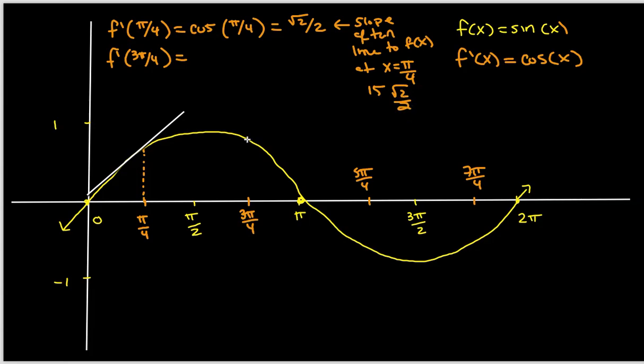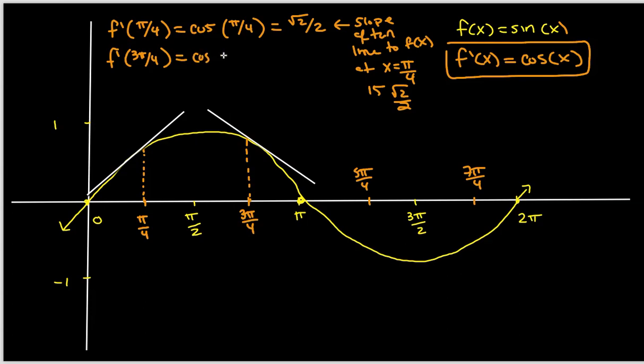All right, let's see what's happening here. Here's what that tangent line looks like. That's not good. Looks maybe something like this. And you can see that the slope of that line is negative. So we would expect the derivative at 3 pi over 4 to be negative. So remember, this is the derivative, and we're plugging in 3 pi over 4 for x.